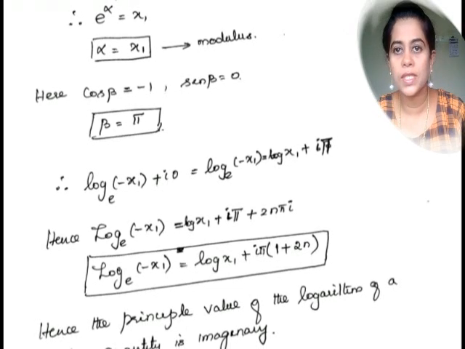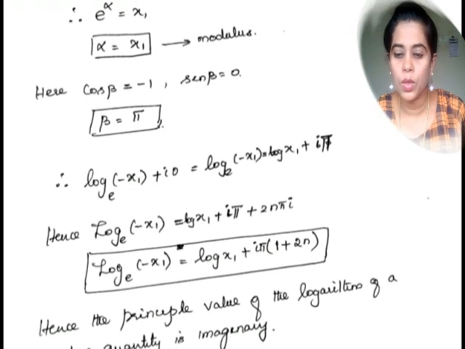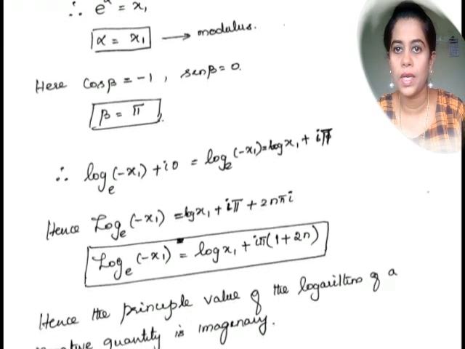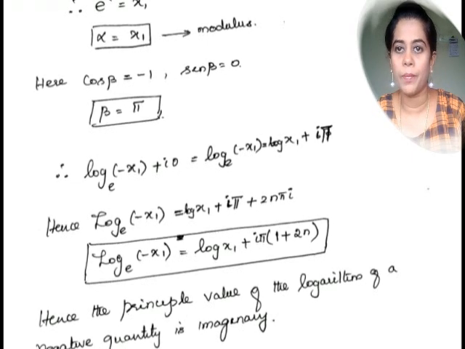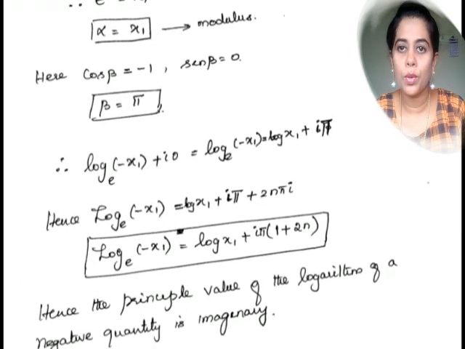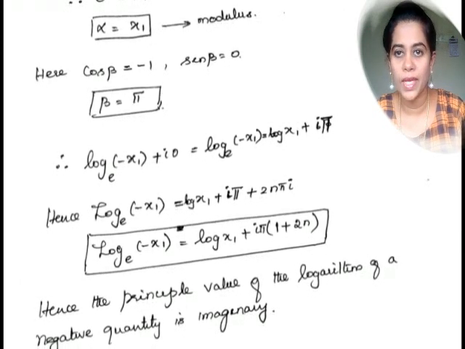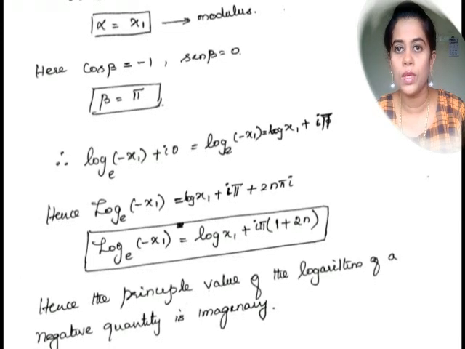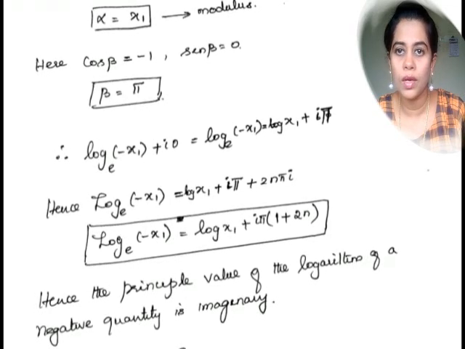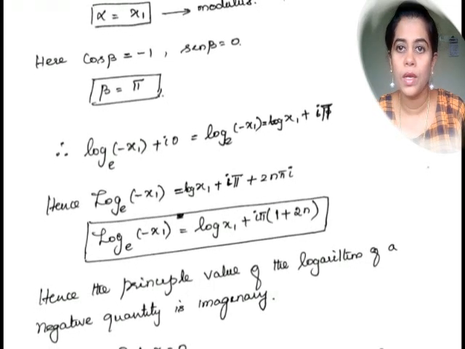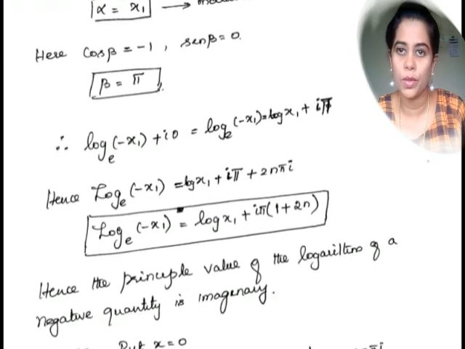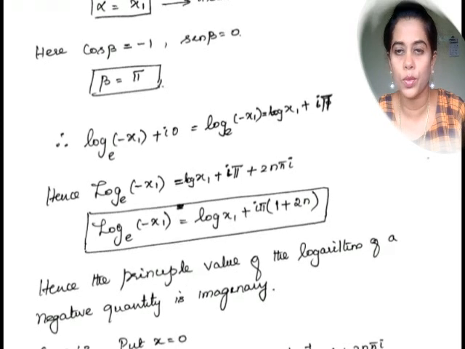That is log of minus x1 to the base e equal to log of x1. So what is the modulus? Modulus is x1. Log of x1 plus I pi. And hence we can write down its general term as log of minus x1 to the base e, which is the small log of minus x1. That will be log of x1 plus I pi plus 2n pi I, because this is the general case, so we are having 2n pi I.